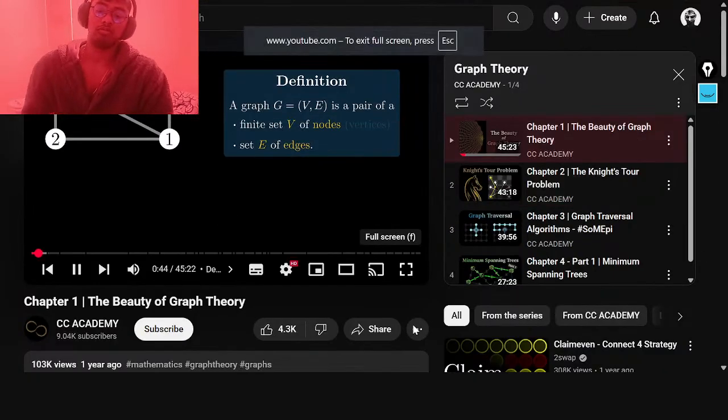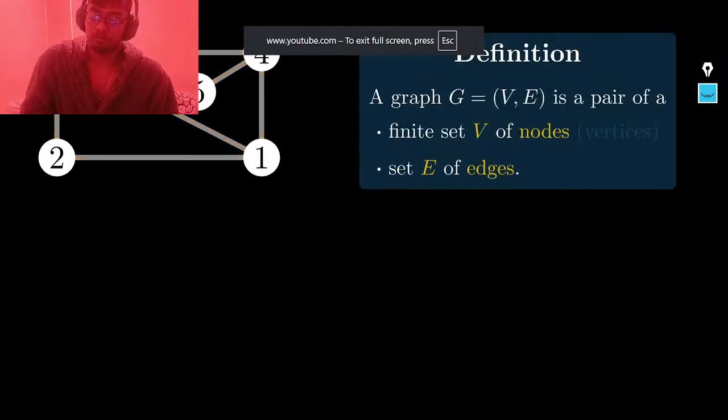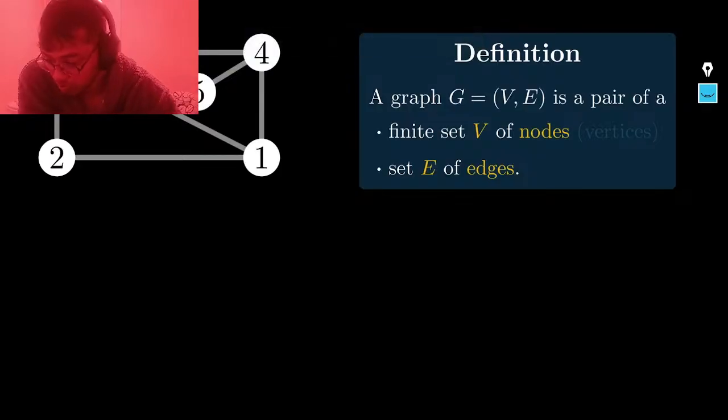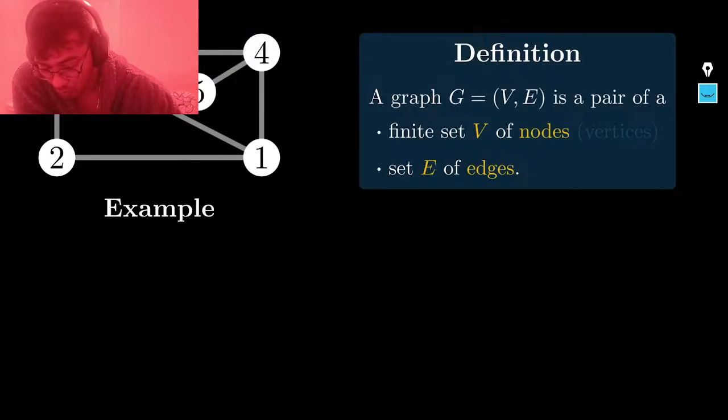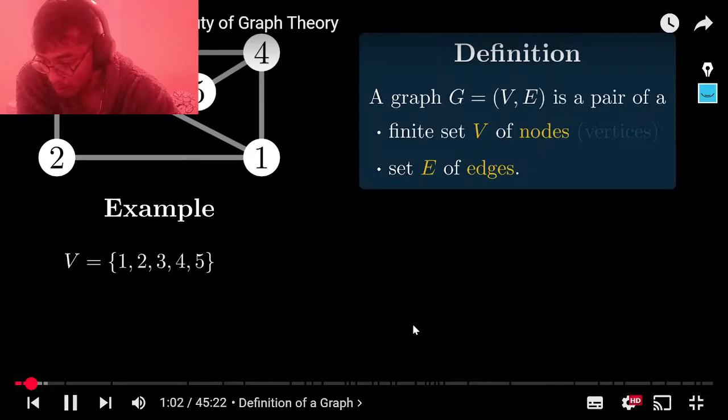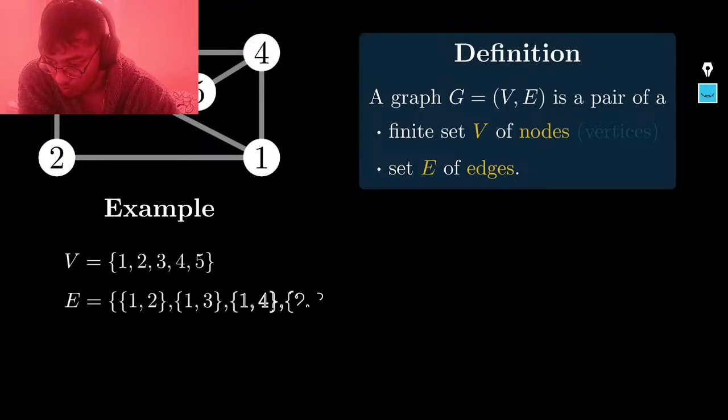The edges of a graph represent relationships between the nodes. In most cases, the nodes are labeled with numbers or alphabetical letters to distinguish them from each other. For the graph above, the set of nodes capital V is equal to the set containing the elements 1, 2, 3, 4, and 5, and the set of edges capital E is defined by the following sets. The graph G is then a pair of capital V and capital E.